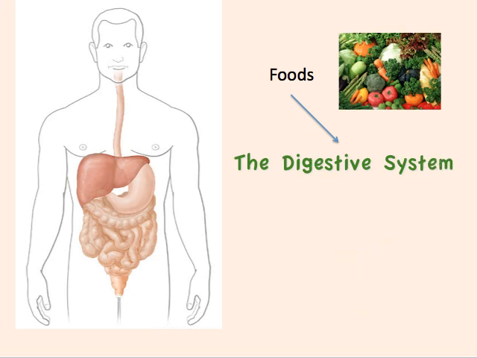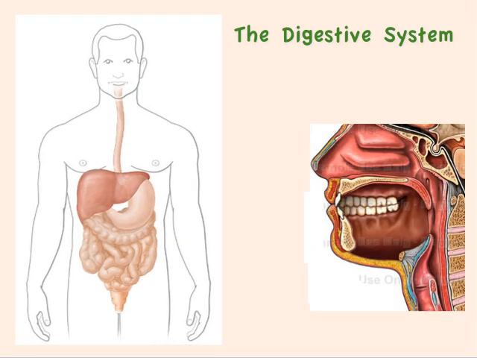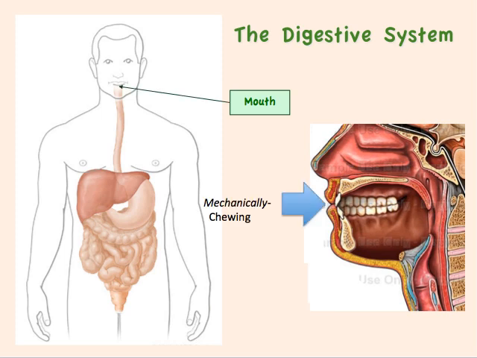The digestive system is where the foods we eat are broken down, nutrients are absorbed, and wastes are excreted. Let's start with the mouth. This is where digestion begins, when food is broken down mechanically by chewing to make it easier to swallow. Additionally, starches are broken down chemically by enzymes in the saliva.